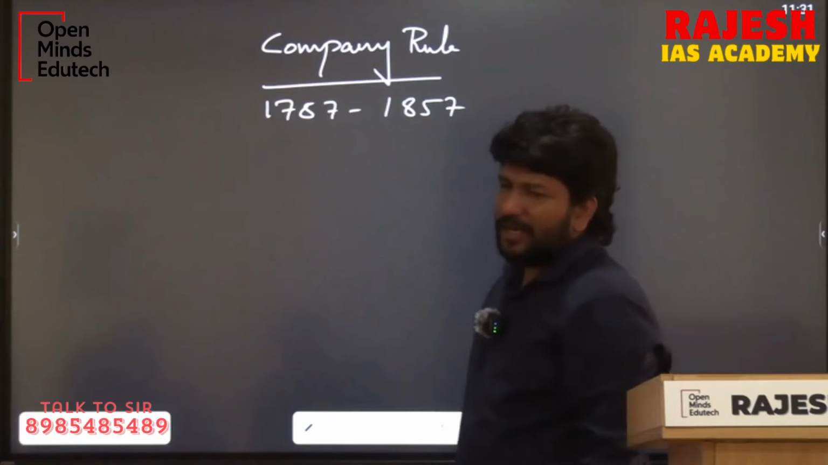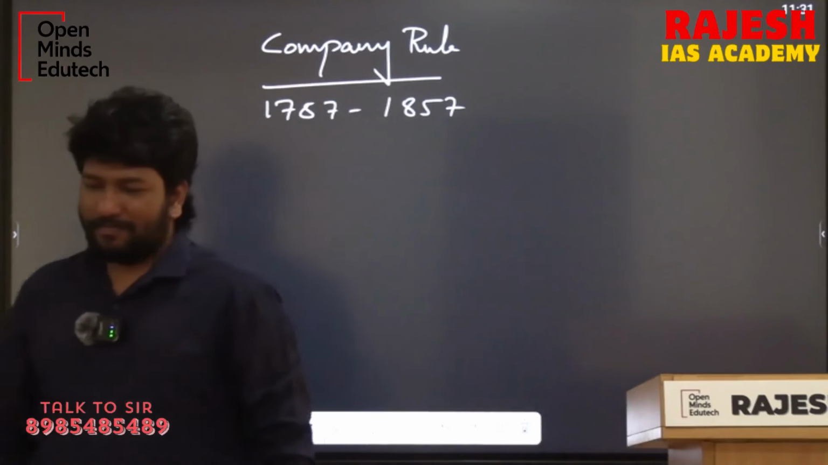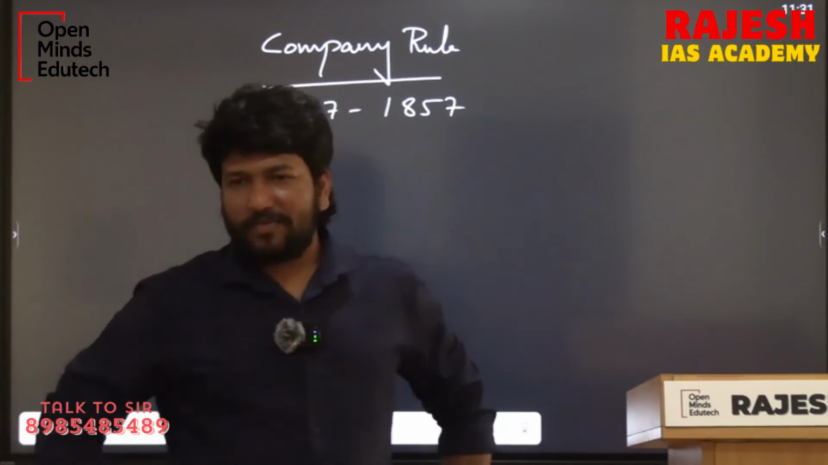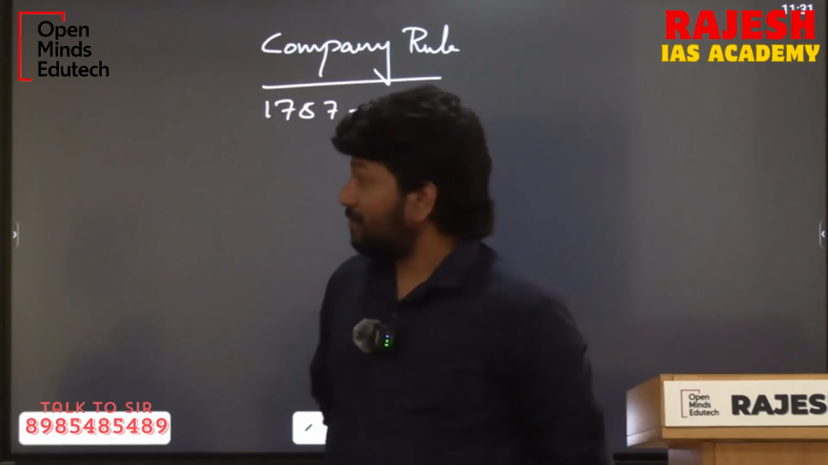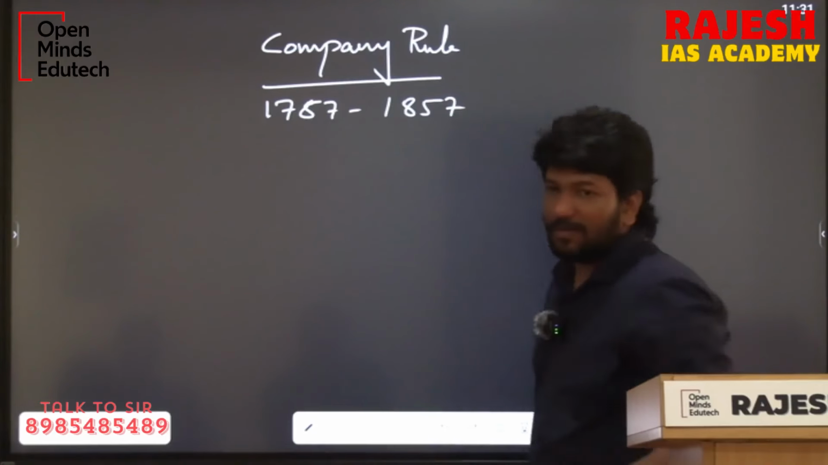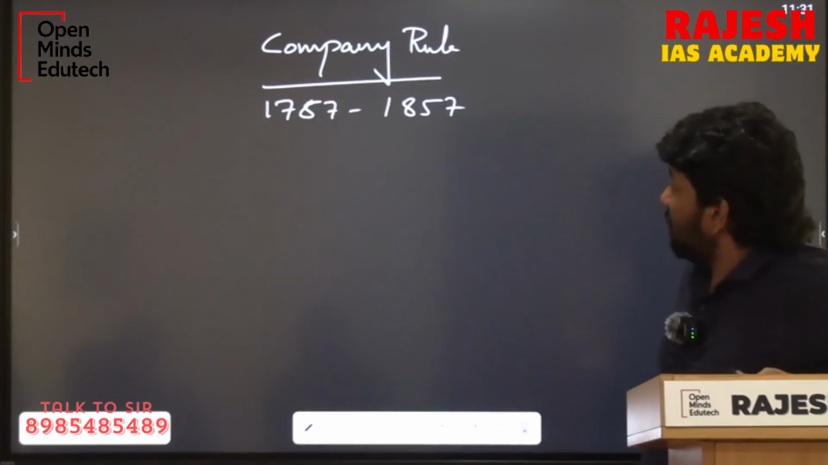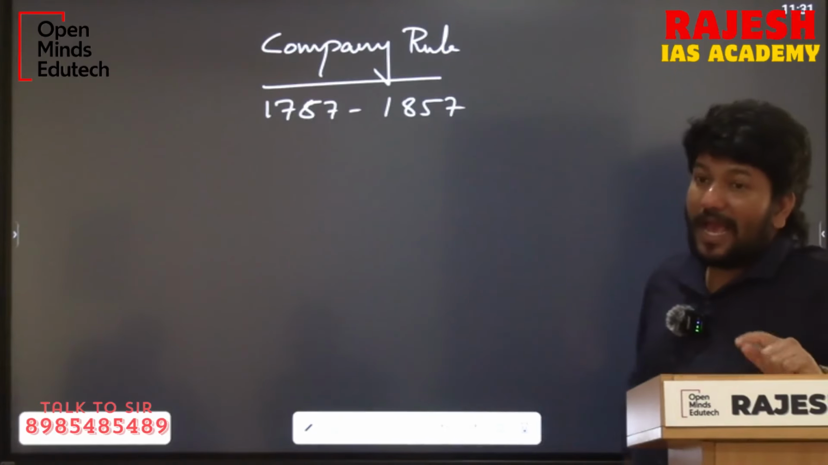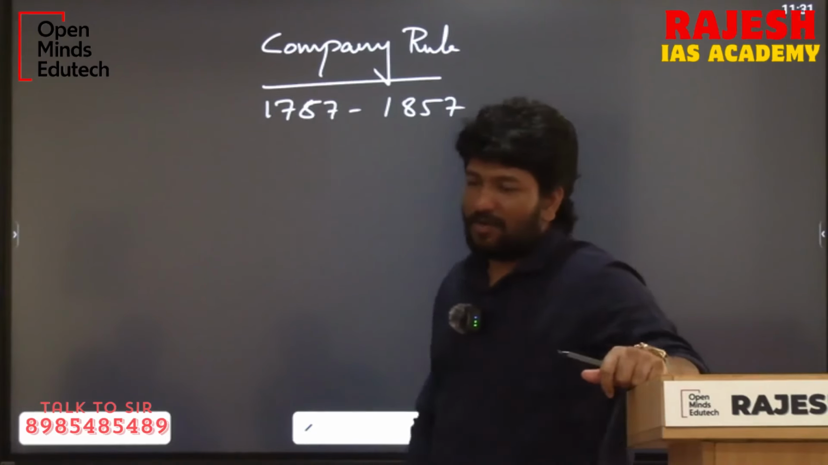So put the heading "100 years of company rule." Battle of Plassey. No, company rule. See, the acts are completed. Okay, so now the administration.